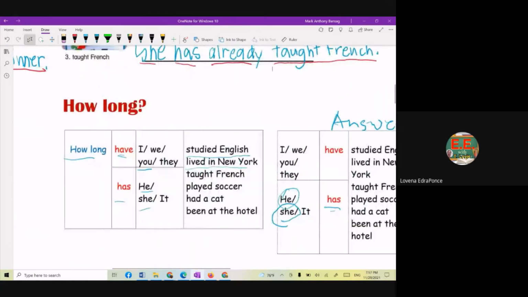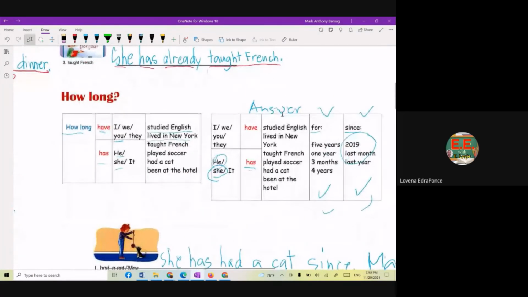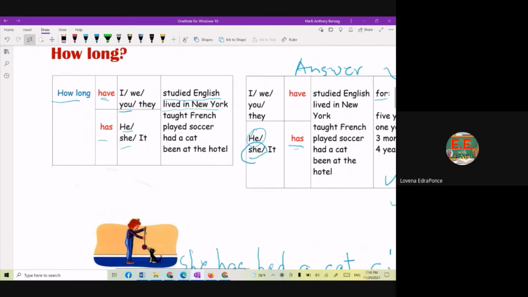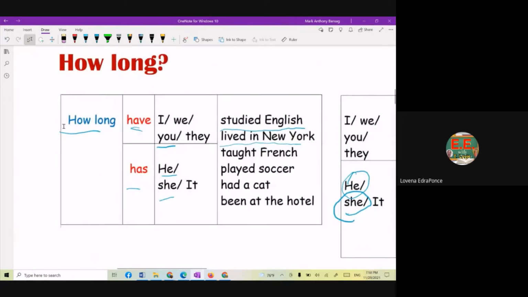The next is, let's study how long. Okay, how long? นานเท่าไหร่ How long? For questions, this is how to make questions. How long have I? Okay, how long has he, she, it? So for example, how long have you studied English? How long have we lived in New York? How long have you taught French? How long have they played soccer?